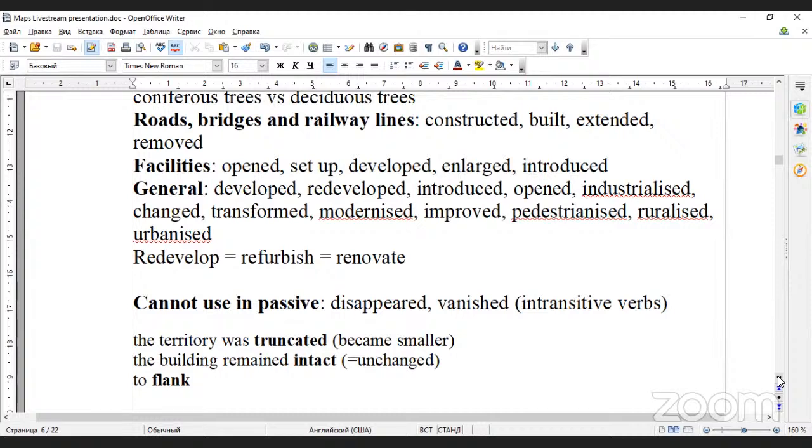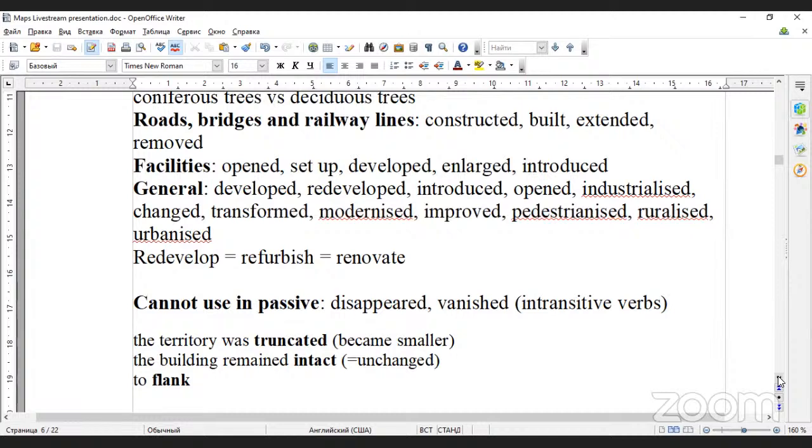Or something was unchanged. You can also describe dynamic data like a graph. Something was stable or stagnant for a certain period. So you can also say it remained intact. Yeah, the building remained intact. When there is no change, it's also a key feature.